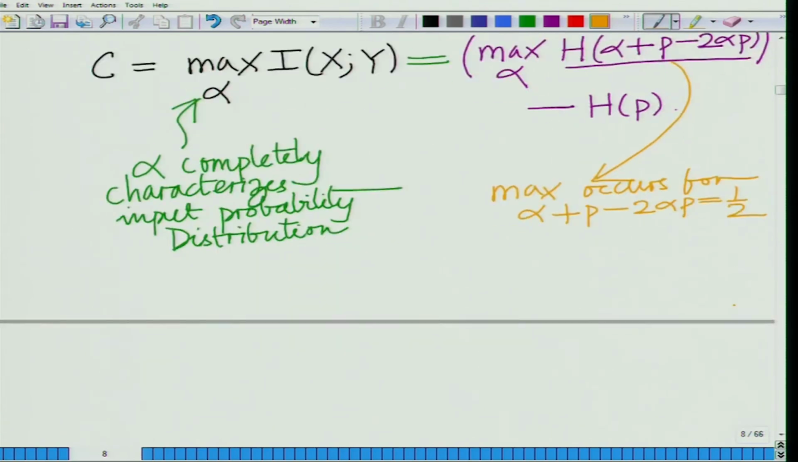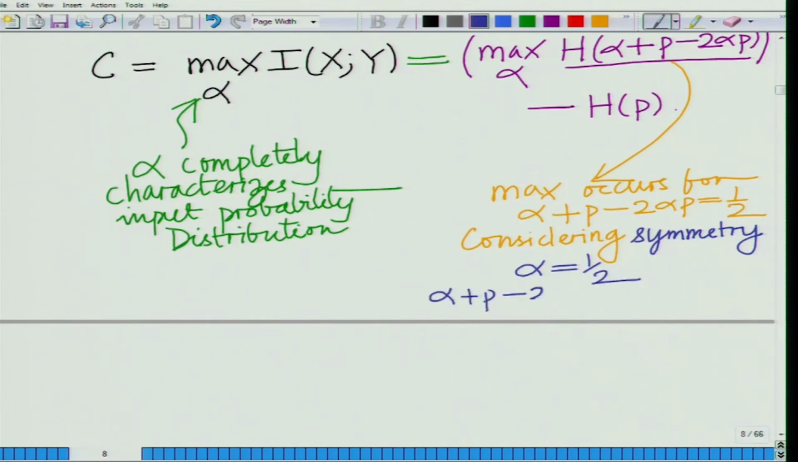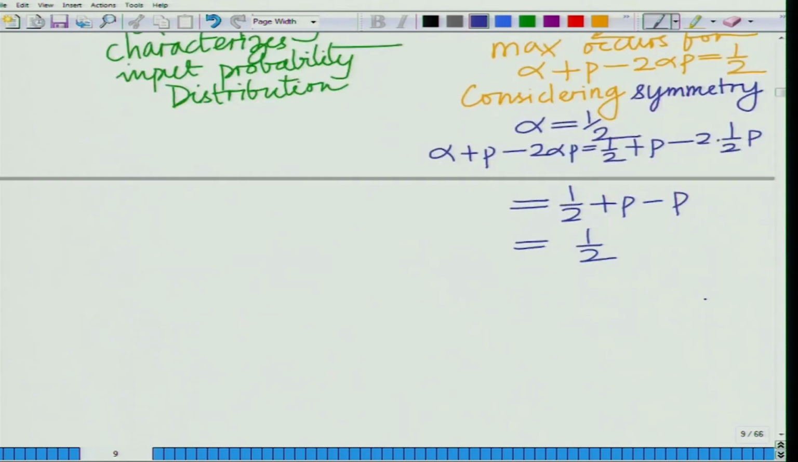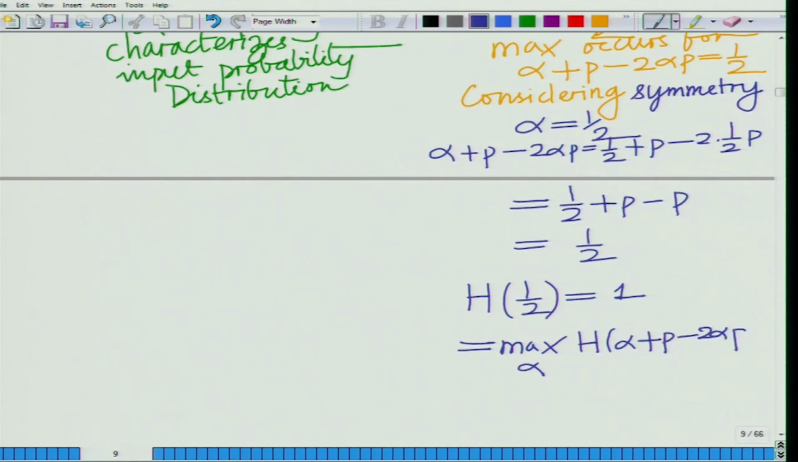And considering the symmetry, remember everything is symmetric, so it should be obvious what is the value for which it's maximized. If we set alpha equals half, then alpha plus p minus 2 alpha p equals half plus p minus 2 into half into p, which is half plus p minus p, which is equal to half. So, we obtain h of half, which is equal to 1, which is indeed the maximum value of h of alpha plus p minus 2 alpha p.